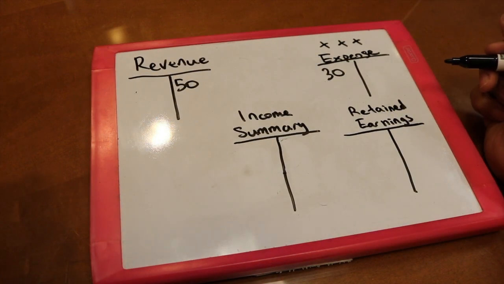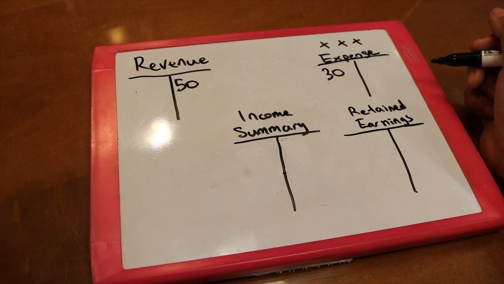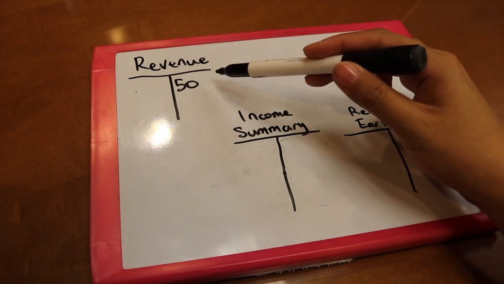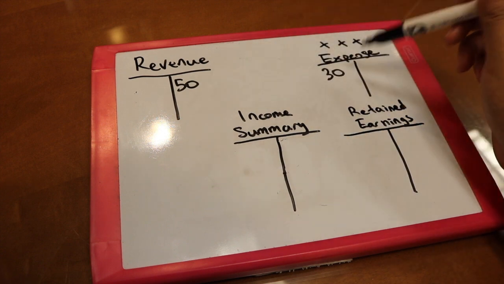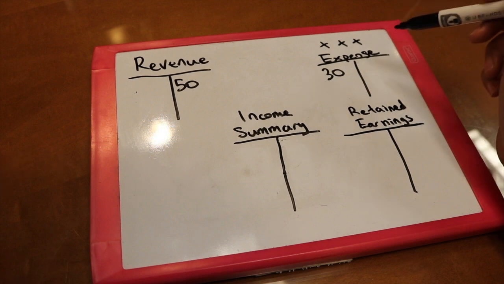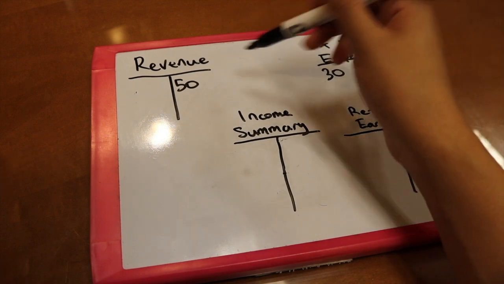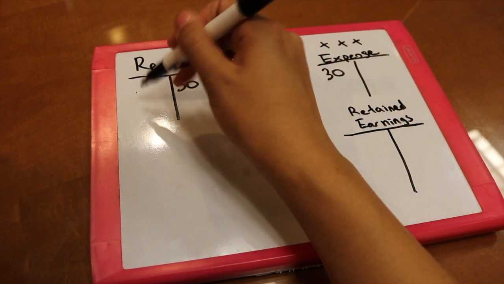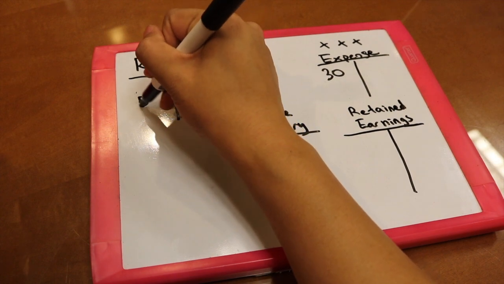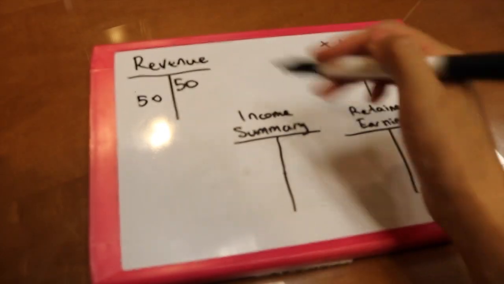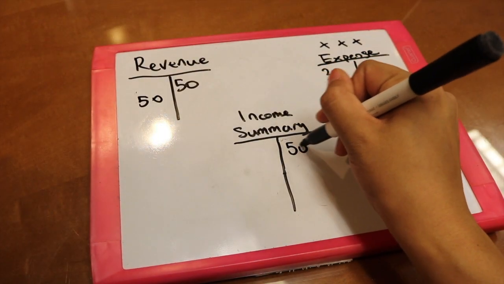So let's look at an example. Suppose at the end of an accounting period, you have $50 of revenue, $30 of expense. Now, revenue normally has a credit balance, and expense normally has a debit balance. At the end of the accounting period, to zero the revenue account out, you would debit the $50 out of revenue, and the matching credit would go into Income Summary.